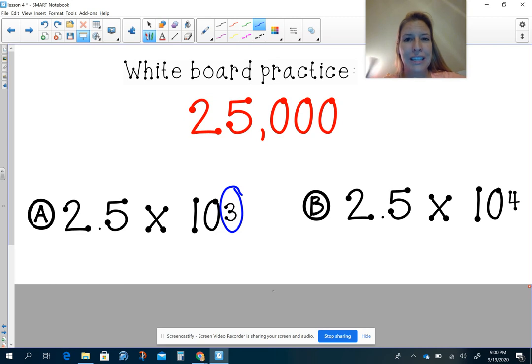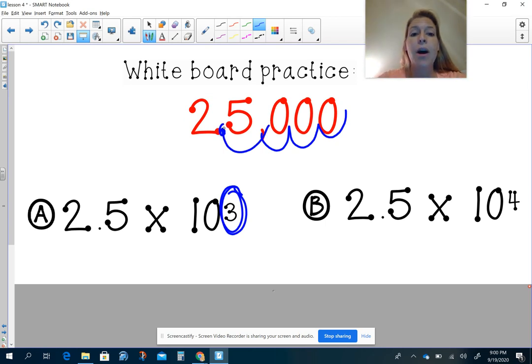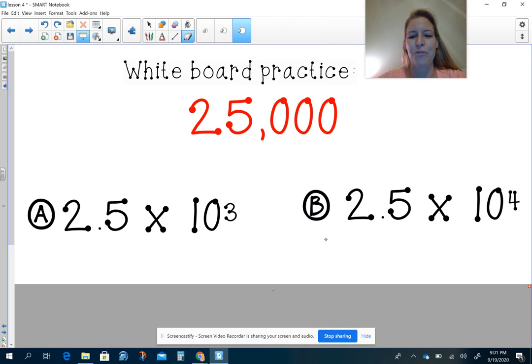This is where your testing is going to catch you, because they know my students are going to count zeros if we're not focused and remembering, wait a minute, it's not about zeros. It's about place value. That's why I got to go that extra 10. So good. If you got B, good job. You are on a roll.